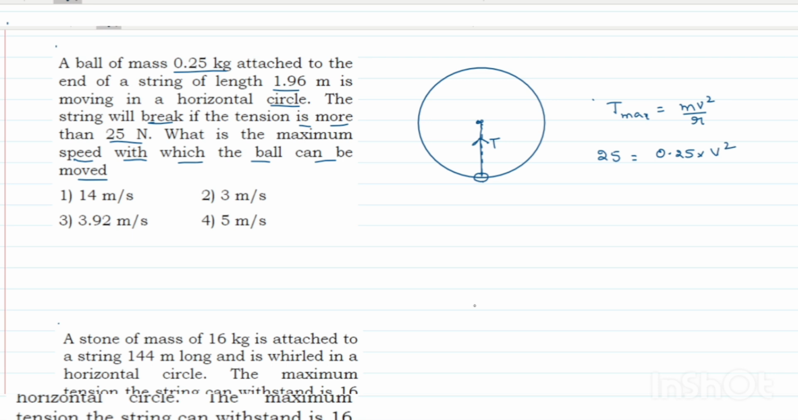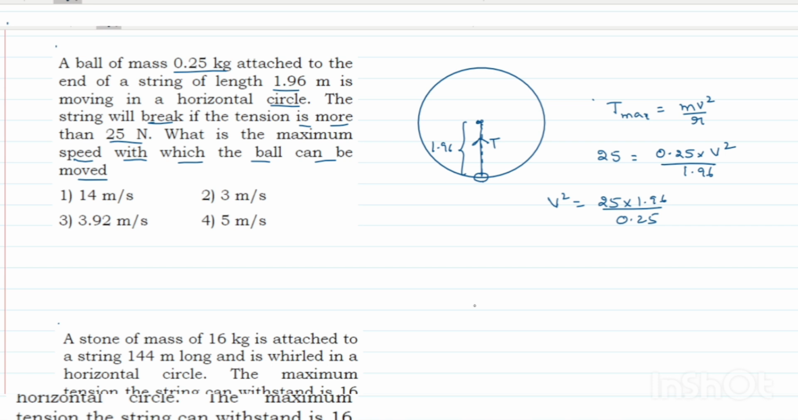Here they are asking for the maximum speed. Here the radius is nothing but the length of the string, which is given as 1.96 meters. So just substitute that value 1.96. Then v square will be equal to 25 into 1.96 by 0.25. We can take 0.25 as 1 by 4.